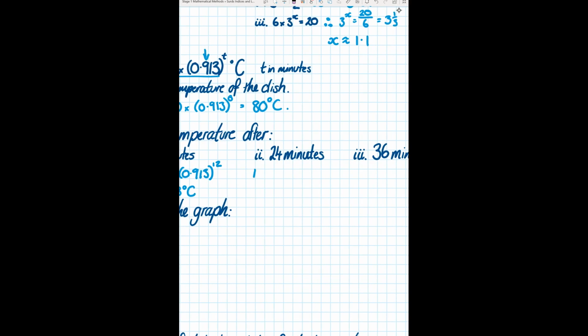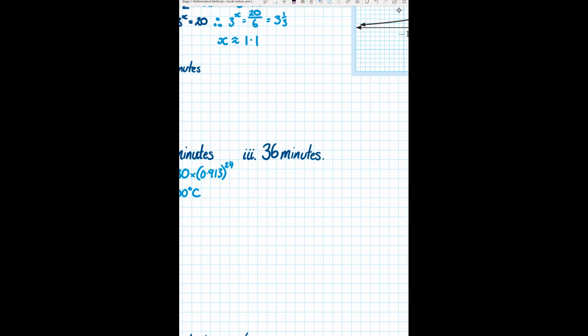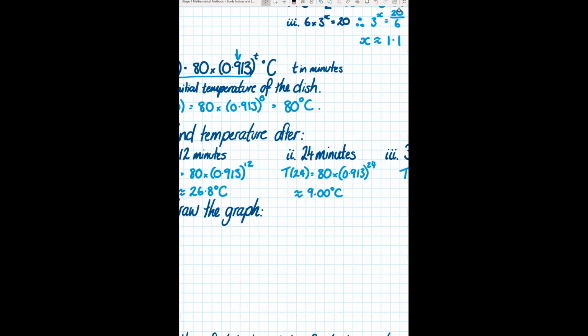Very similarly, very quickly, T at 24 equals 80 times 0.913 to the power of 24, approximately 9.00 degrees Celsius, and the temperature after 36 minutes approximately equal to 3.02 degrees Celsius. So those are all just a matter of plugging them into your calculator and making sure that you're getting the right results.